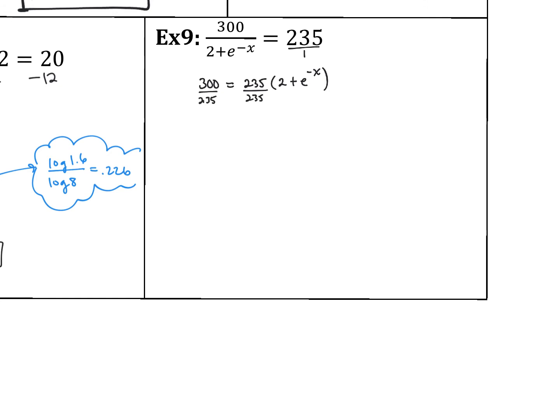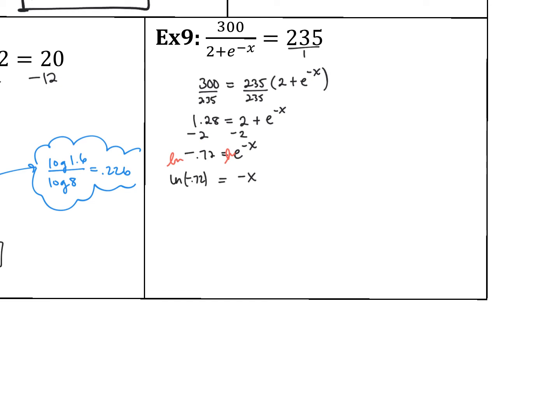300 divided by 235 is approximately 1.28, equals 2 + e^(-x). I'm going to subtract 2 from each side. That gives negative 0.72 = e^(-x). And now that I've got that going on, I can natural log both sides because e is by itself, the base is alone. Okay, I have negative x = ln(-0.72).